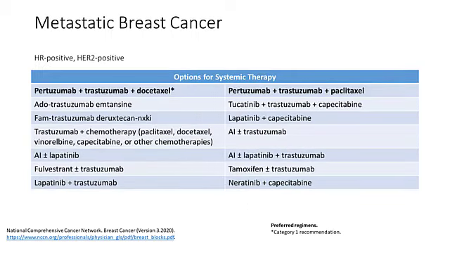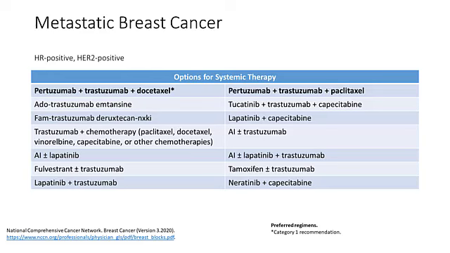For patients who have hormone receptor positive, HER2 positive metastatic breast cancer, the options for systemic therapy are listed in this table per the NCCN. The preferred regimens are in bold, and the Category 1 recommendations per the NCCN include an asterisk next to them. So the preferred regimens, especially in the first-line setting, are pertuzumab plus trastuzumab plus docetaxel based on the CLEOPATRA study. And then also this combination of pertuzumab and trastuzumab with paclitaxel is also listed as a preferred regimen.